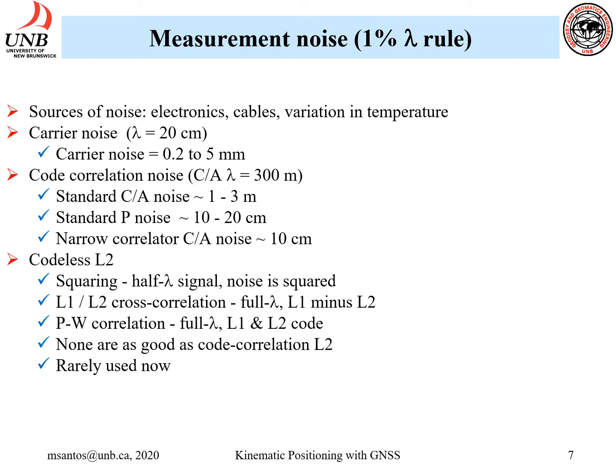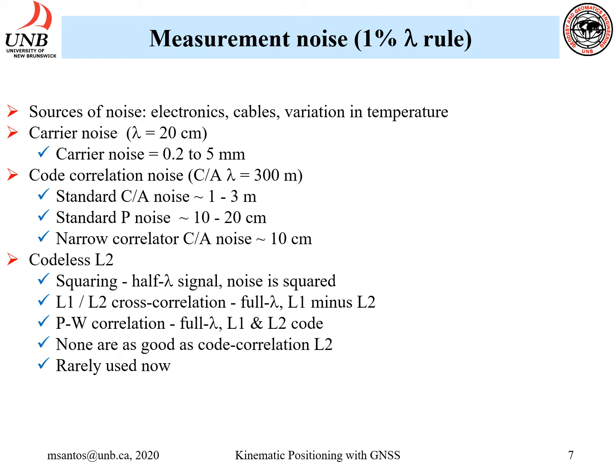It is very important to understand the limit that pseudorange and carrier phase have as far as the measurement goes. This limit is ultimately defined by the noise. Sources of noise include the electronics, cables, and even temperature variation. There is this 1% of wavelength rule that allows us to have a good understanding about noise level. Let us consider first the carrier wavelength, which is equal to 20 centimeters.